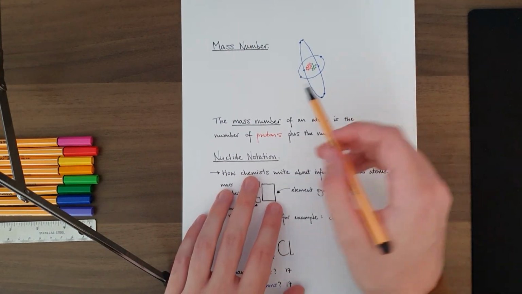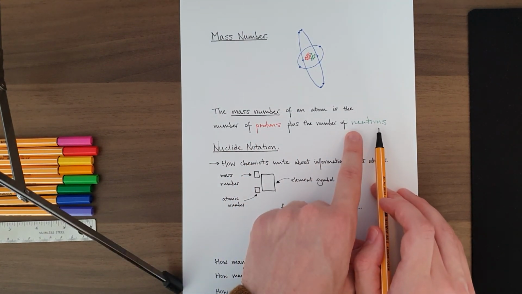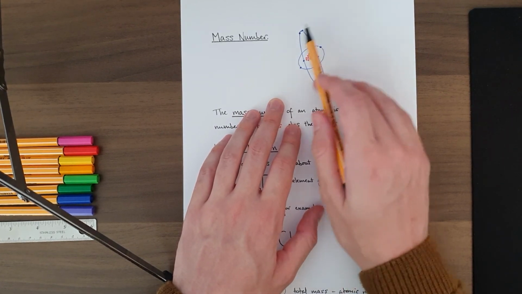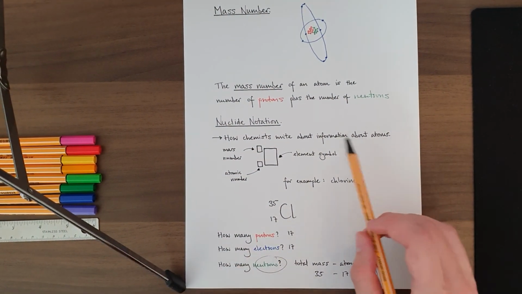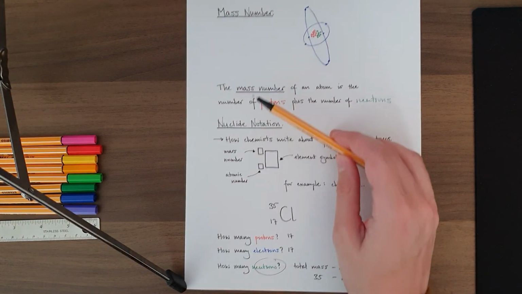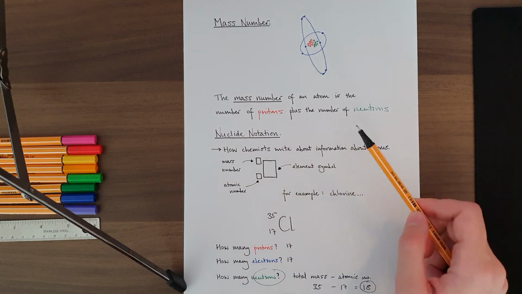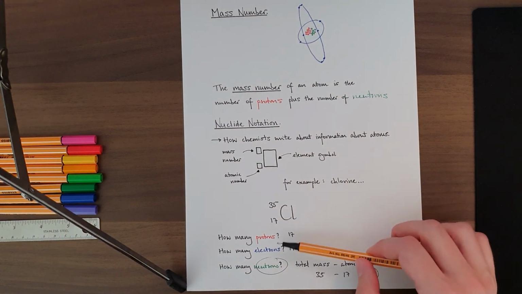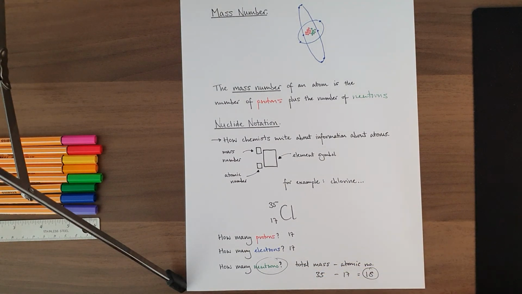So just to recap then, mass number is number of protons plus number of neutrons. That tells me the overall mass of the atom, remembering that the electrons don't contribute to that because they're so tiny and light. And then to represent the mass number, the atomic number, and the element symbol, we use something called Nuclide Notation. And that's really handy and a quick way to figure out the number of protons, the number of electrons, and through a quick sum, the number of neutrons.